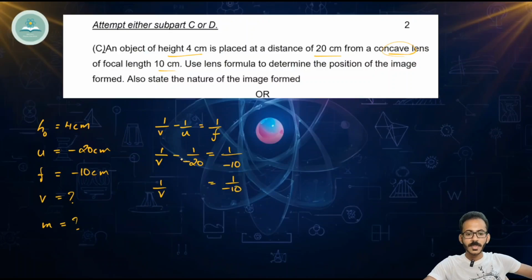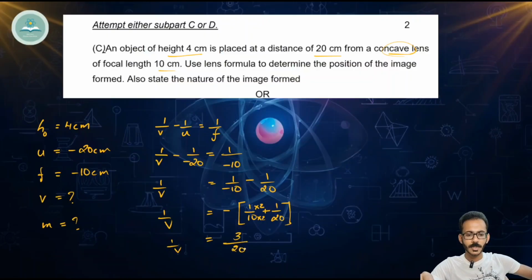This minus into minus becomes plus. When this plus goes here, it will become minus again, minus 1 by 20. So again, 1 by V is equal to, I'll take minus outside, that is 1 by 10 plus 1 by 20. If I multiply here with 2 and here also with 2, then I'll get 1 by V is equal to 2 plus 1, that is 3 divided by, here it's 20, here also it's 20, common denominator, I'll write it as it is, 3 by 20.